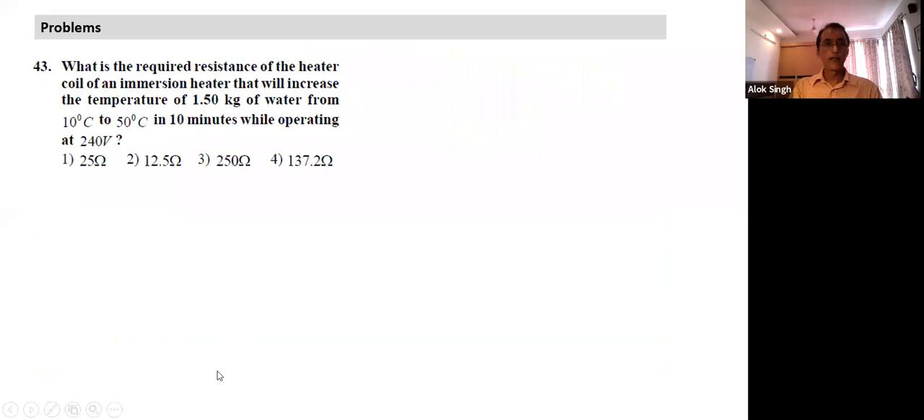Okay. Let's go to the next one. This is also a similar question. If you understood, all of you should be able to form the equation and get an answer.